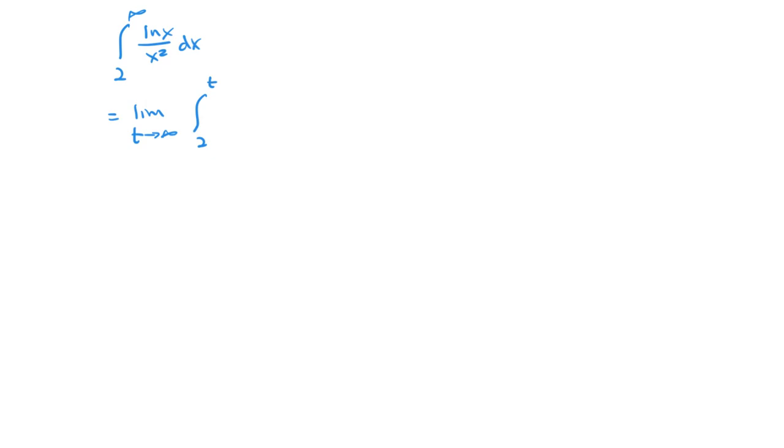integral from 2 to t, natural log of x. And you know what, let me just rewrite this because I can see how we're going to have to do this. I'm going to write it as natural log of x times 1 over x squared dx. Okay, and you can see these are the same, but we're going to have to use integration by parts here to get through this one. So I'm just going to use integration by parts.